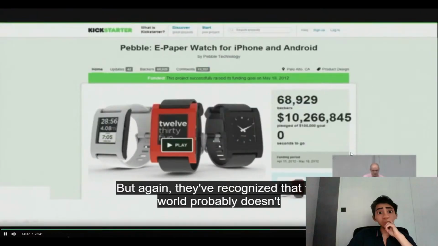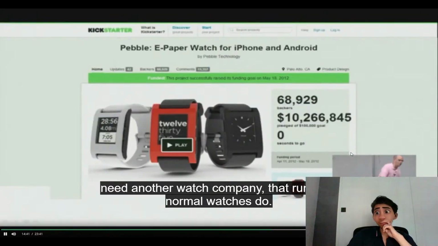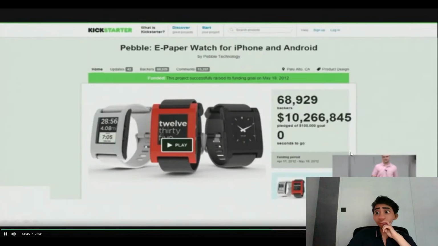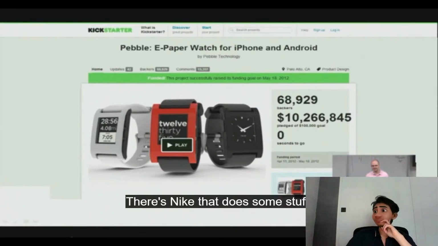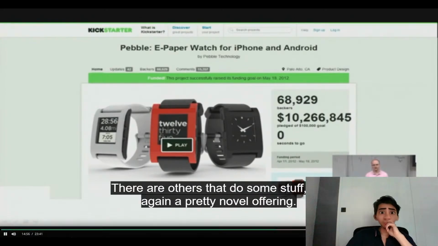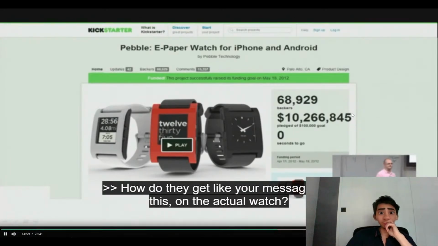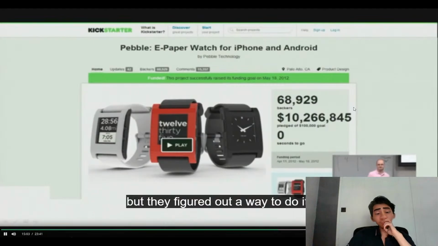But again, they recognize that the world probably doesn't need another watch company that runs like normal watches do, but there's an opportunity to do something different. And there's not anybody in the market, to my knowledge, that does exactly this. There's Nike that does some stuff, there are others that do some stuff, but again, a pretty novel offering. How do they get your messages on the actual watch? I can't answer the technical questions of it, but they figured out a way to do it.